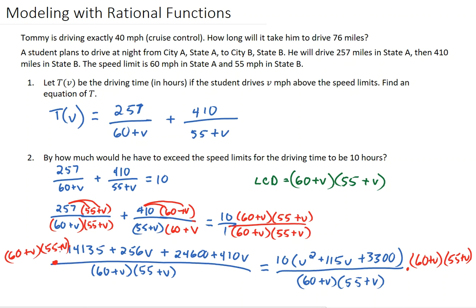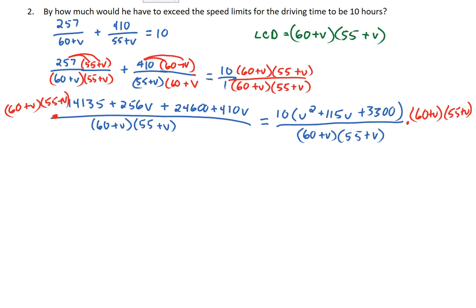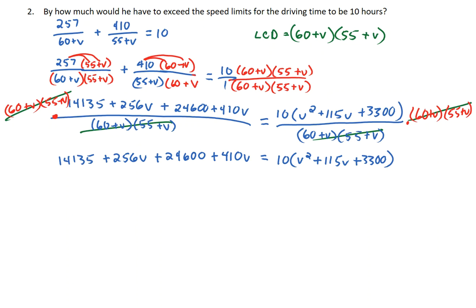So I'm going to scroll this up so we can continue to work. So here, the LCD on the left cancels with the LCD that we multiplied in, leaving me with just what's in the numerators at this point. Alright, so that leaves me with what's in the numerators there.